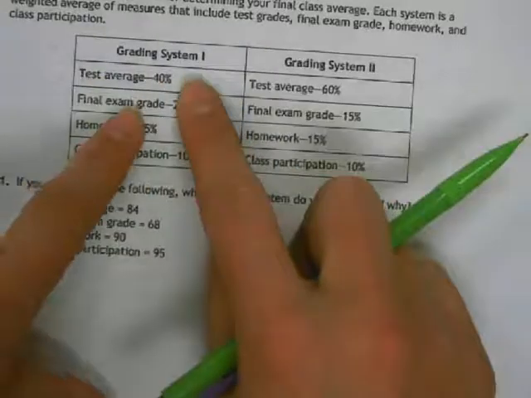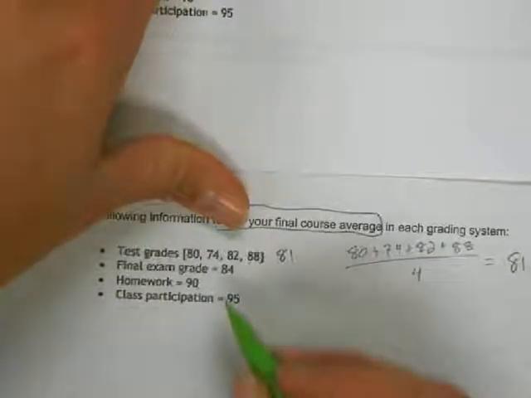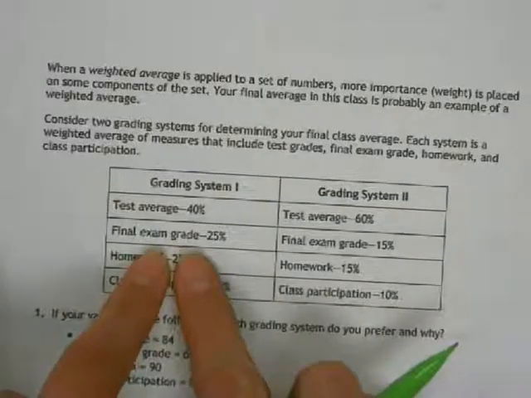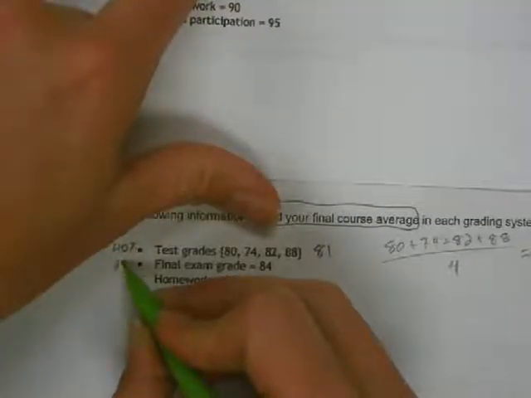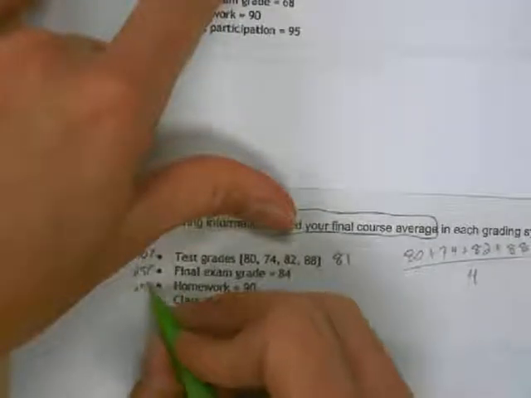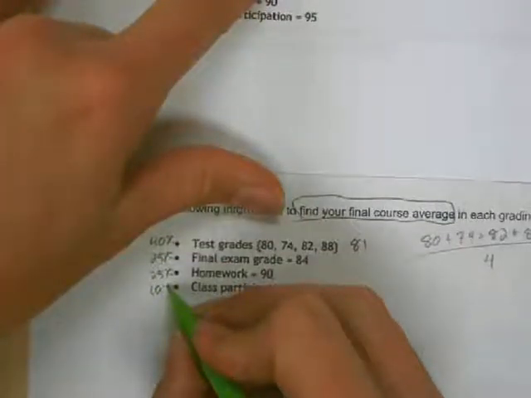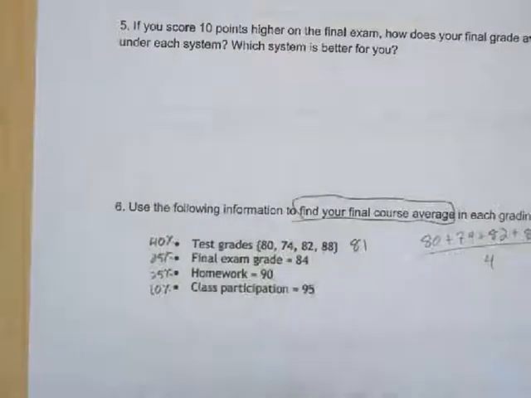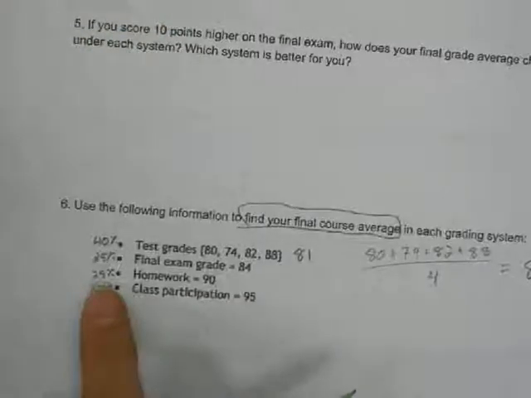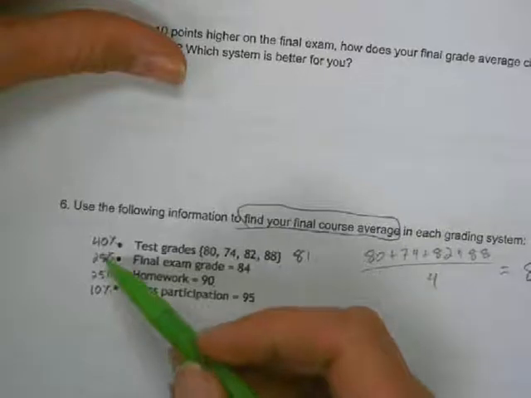First of all, it says that my test average is worth 40%. So when I look at this right here, this is going to be 40% of my overall grade. My final exam grade is 25%. My homework grade is 25%. And then my class participation is worth 10. So this is the percentage of the overall grade that we're looking at, not the actual grade. If you add these up, you should get 100, because every part of everything should end up being 100 when you talk about your total weight. So 40 plus 50 plus 10 makes 100%.